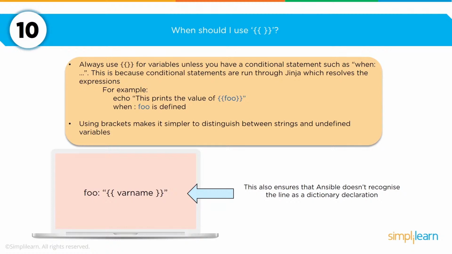The answer comes down to two things. One is that it makes it easier to distinguish strings and undefined variables. The second is for putting together conditional statements when you are actually using variables. The example we have here prints the value of foo, and we then put in the variable conditional statement of foo is defined as something.